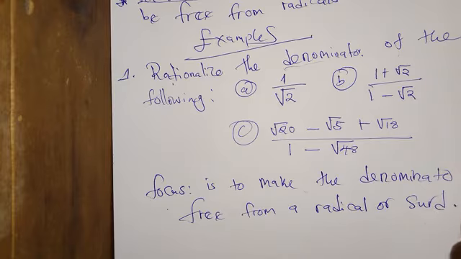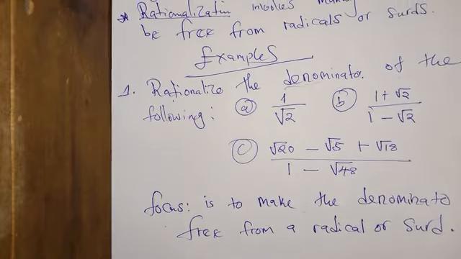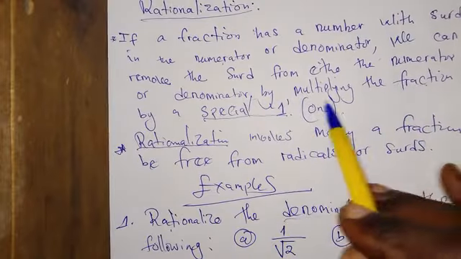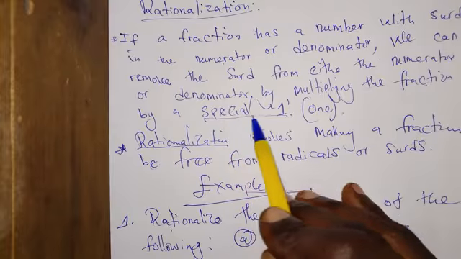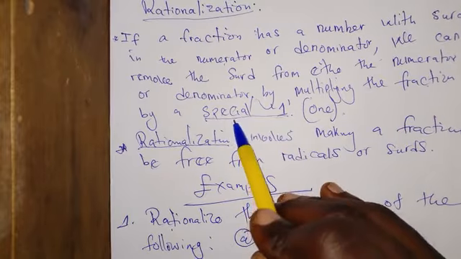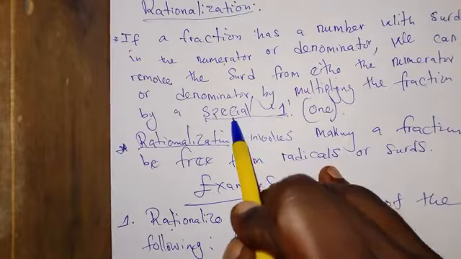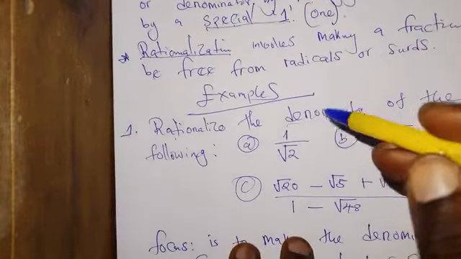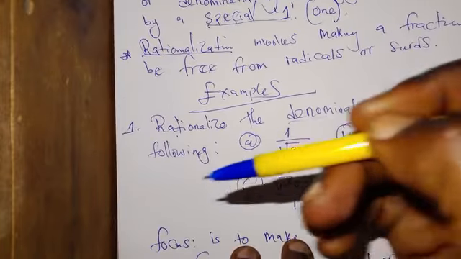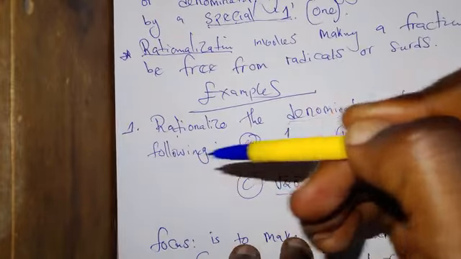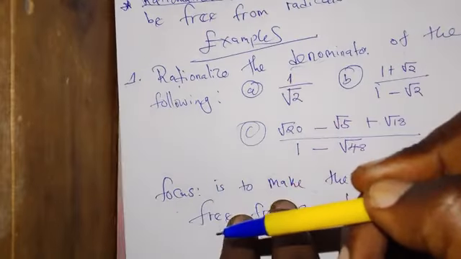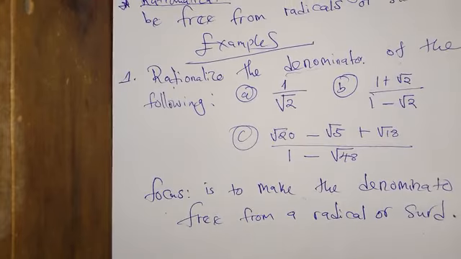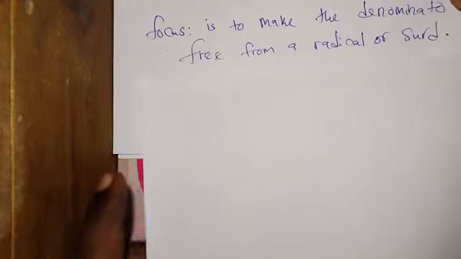How do we rationalize? Remember the first point we wrote: we rationalize by multiplying the fraction by a special one. What does this mean? This means that whatsoever you multiply to the denominator is supposed to be multiplied to the numerator. Hope you'll be able to get the concept.